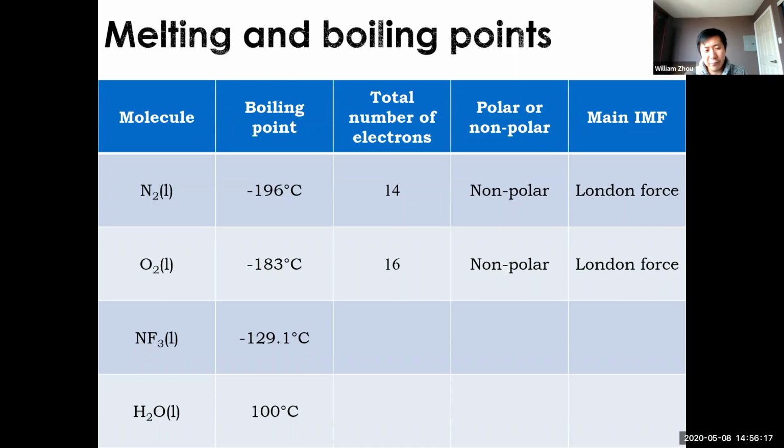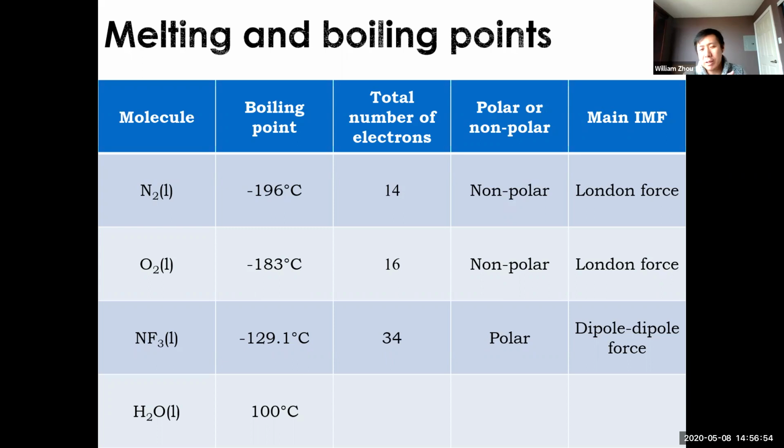But why does NF3 have a higher boiling point than the other two? Well, it has 34 electrons. But that's not the main reason. So obviously you would have stronger London force, but NF3 is a polar molecule. All right, nitrogen has electronegativity of 3, fluorine has 4. So that's very polar. And if you're polar, your main force will be a dipole-dipole force. Now, notice I wrote main, not only. It also has London force.